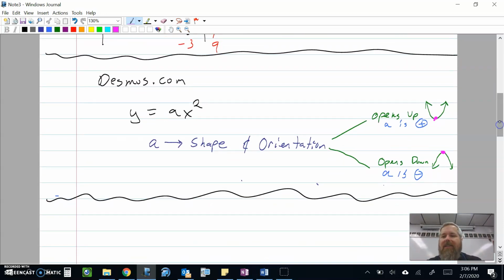Now, when the vertex is on the bottom, is that a maximum or a minimum, do you think? When the vertex is at the bottom, that is a minimum. When the vertex is on the top, that is a maximum. My time's about to run out. I'm going to have another video for you in just a moment. Smith, pause.